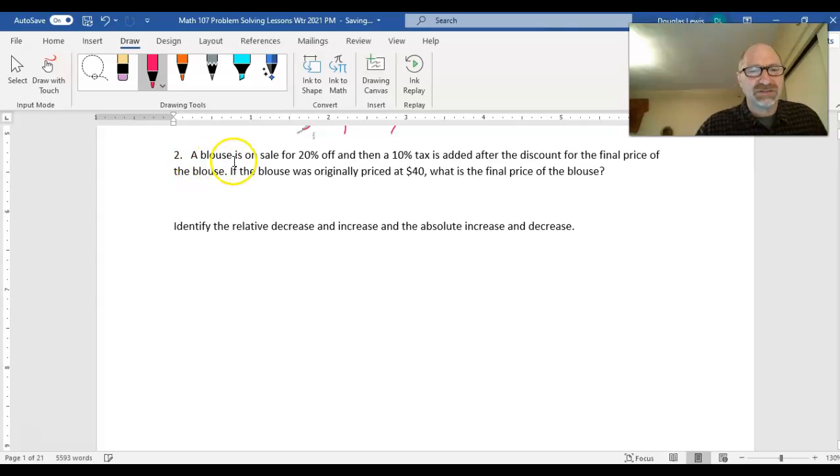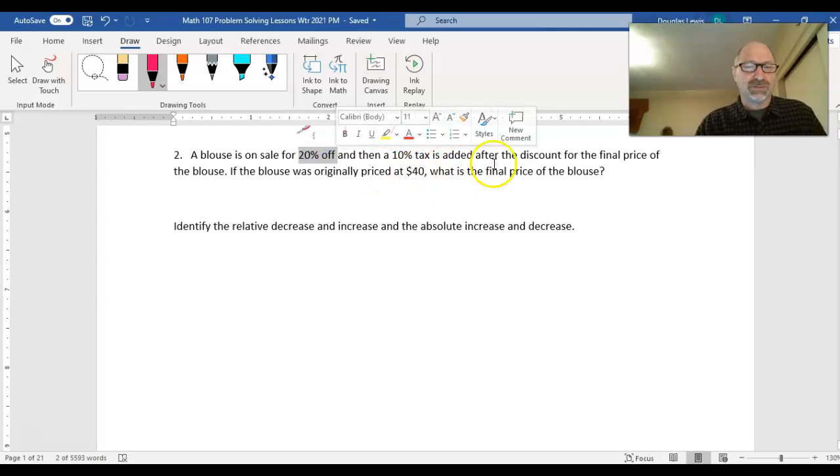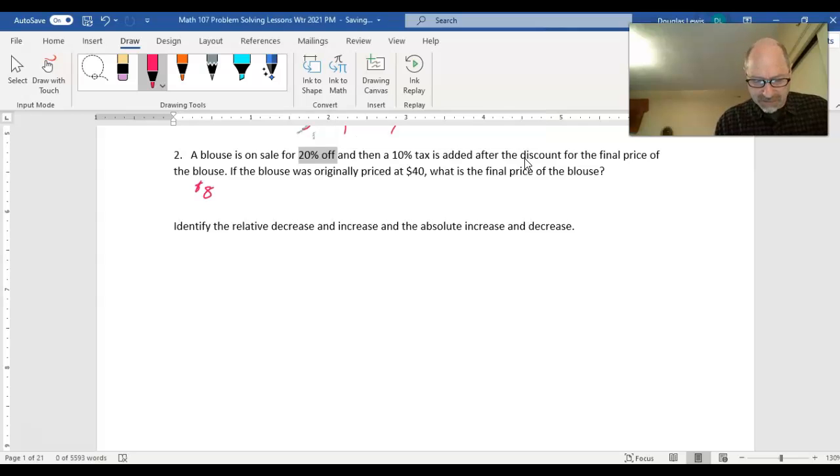this blouse. The blouse is on sale for 20% off, and then a 10% tax is added after the discount for the final price of the blouse. If the blouse was originally priced at $40, what is the final price of the blouse? We can pretty quickly do this in our minds, because 20% off comes first, and we just calculated 20% of 40. Since 10% is $4, 20% is an $8 discount. That's 20% off. So 40 minus $8 is going to be $32. That's our new price, the sale price.